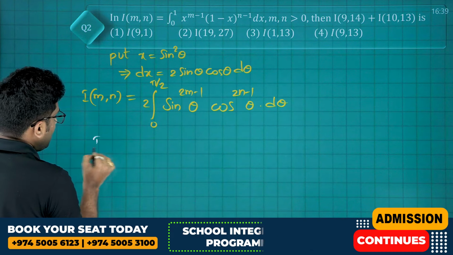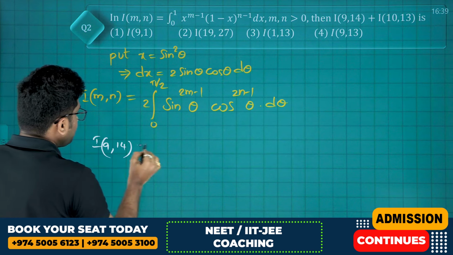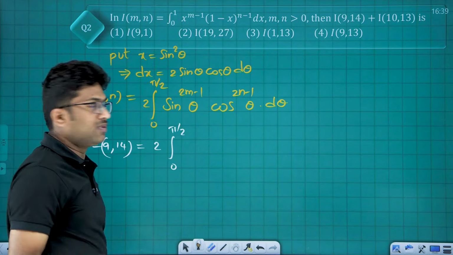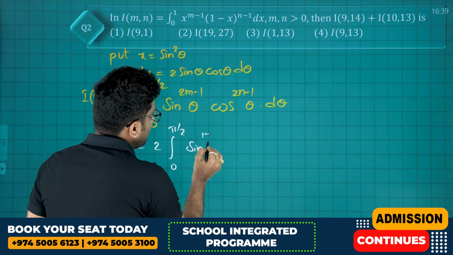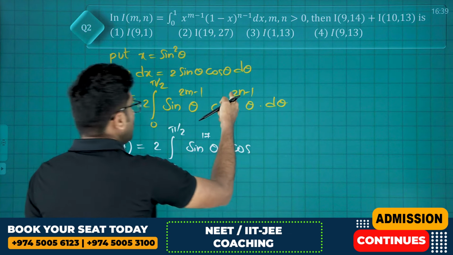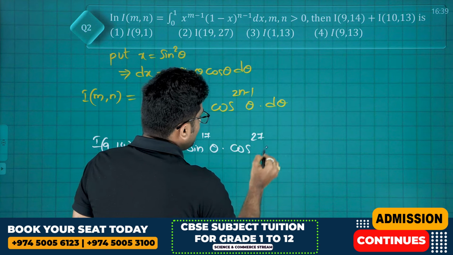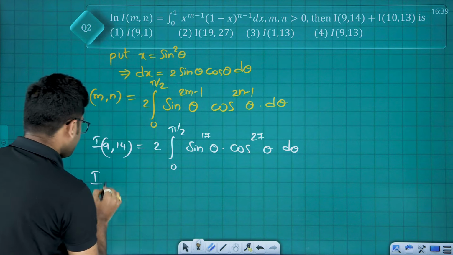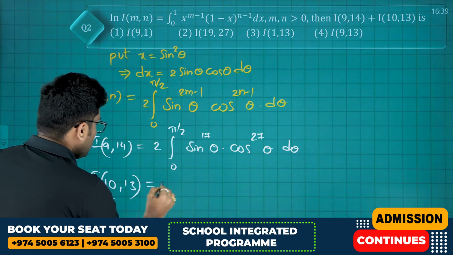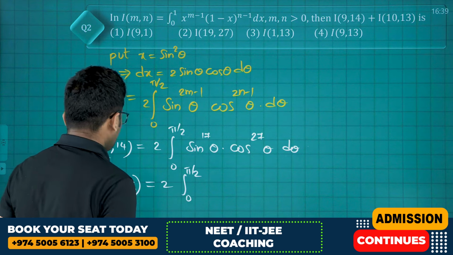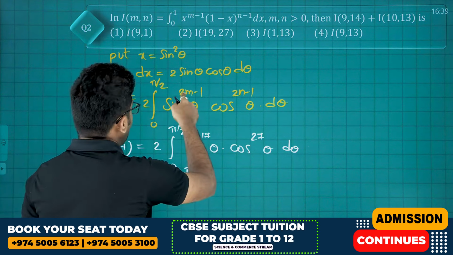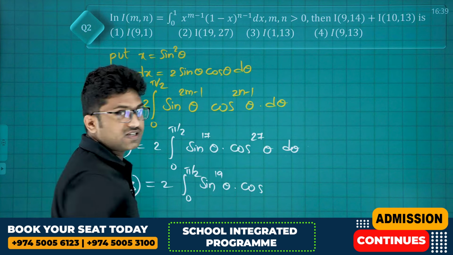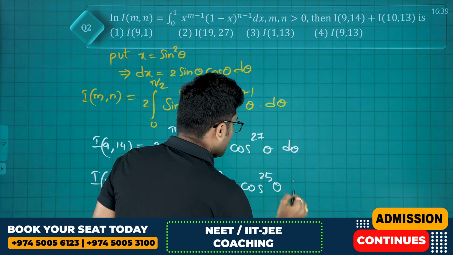Now based on the given things, what are they asking us to find? I of 9 comma 14. I 9 comma 14 is 2 times 0 to pi by 2, just put m equal to 9. 9 twos are 18 minus 1, so this is sine power 17 theta into cos power 14 twos are 28 minus 1, 27 theta d theta. In the same way, I of the next one is 10 comma 13: 2 times 0 to pi by 2 sine power 2 tens, 20 minus 1, 19 theta into cos power 13 twos are 26 minus 1, 25 theta d theta.